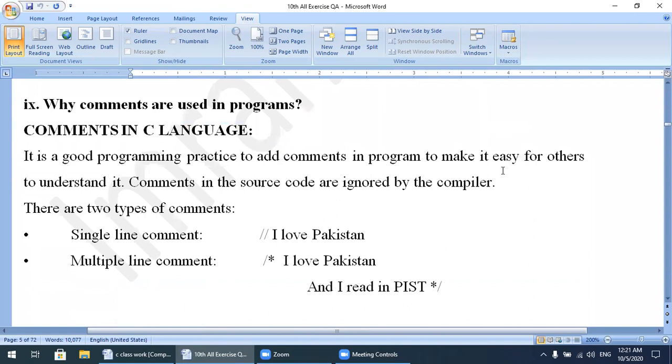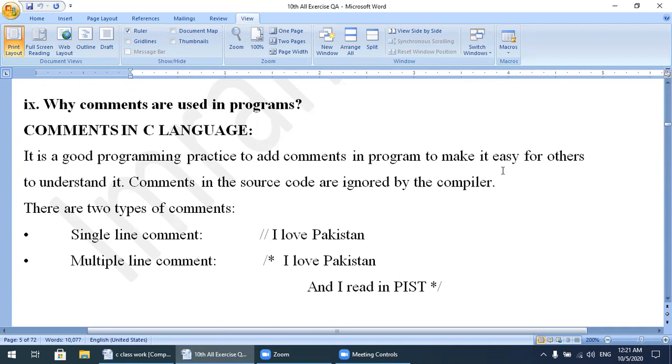The next question was, why are comments used in a program? We did this question practically. I showed you what comments are and what the purpose of comments is in our C program.